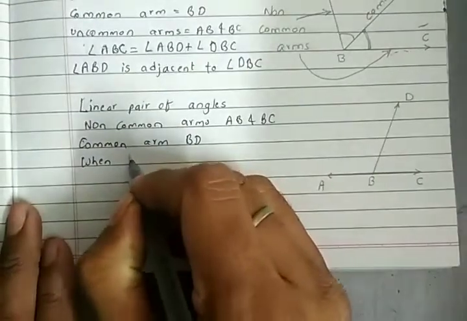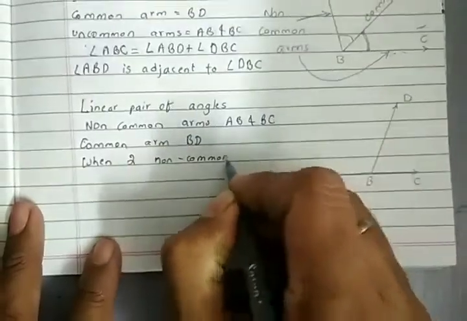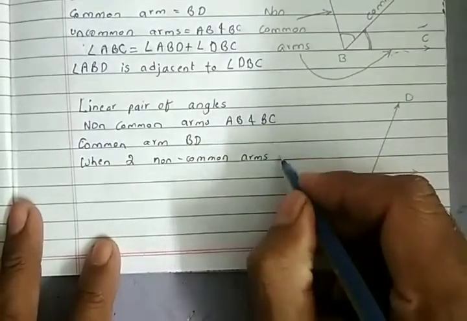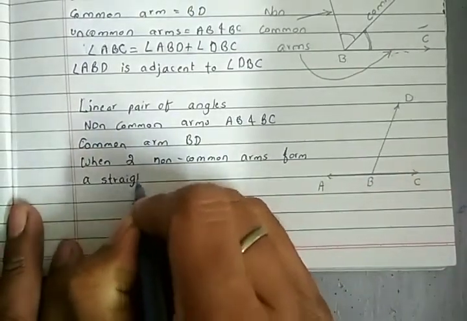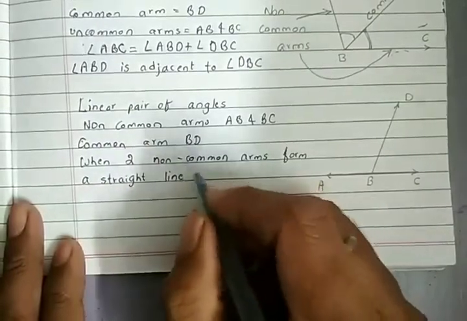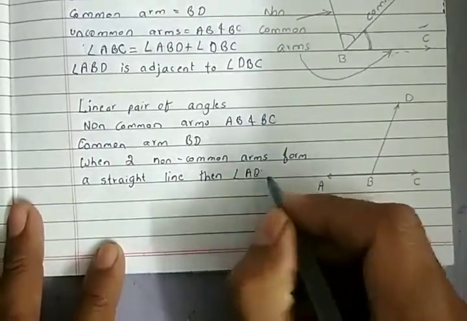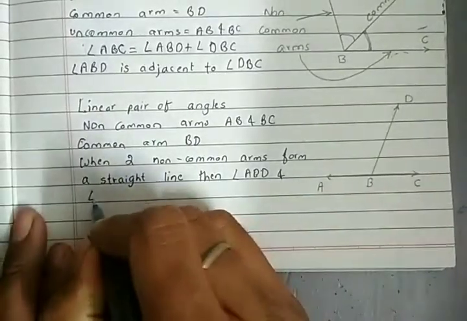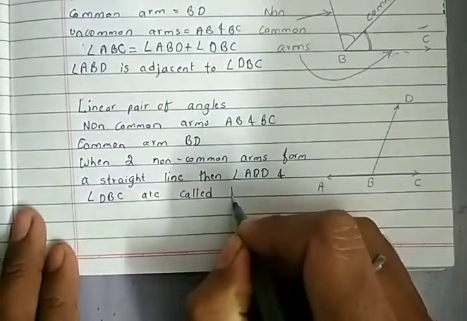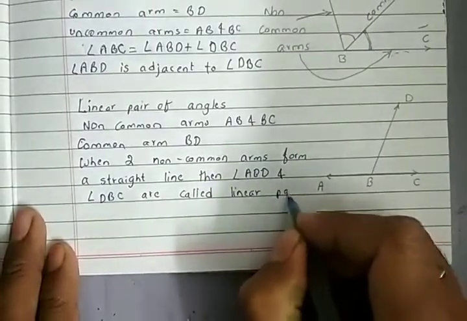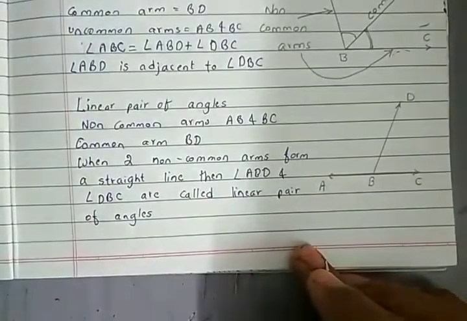When two non-common arms form a straight line, then angle ABD and angle DBC are called linear pair of angles. Got it? It's easy to understand, right?